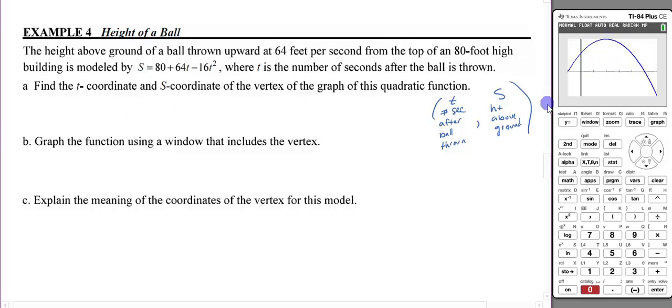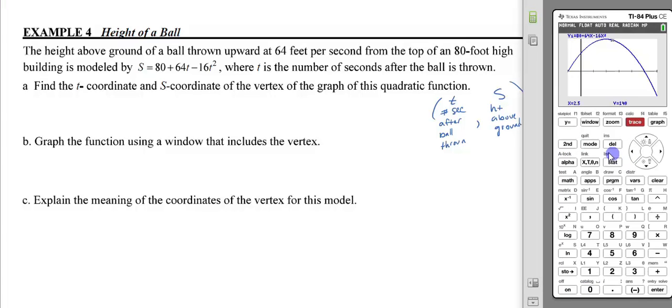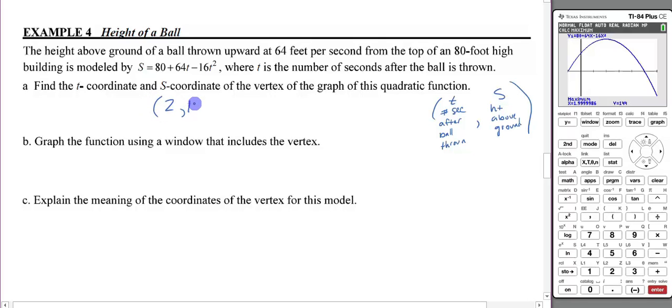So we can calculate the maximum here is what we're going to do. We're going to calculate the maximum. And so we go to the left of where we see the maximum. It's asking for the left bound. And then it's asking now for the right bound. So we're going to go to the right of where we see the maximum and hit enter. And then guess. So we'll go ahead and hit enter. And the maximum is at about 2 seconds, 144. So that's the vertex, 144.